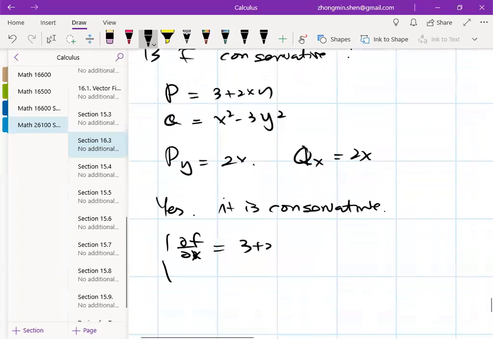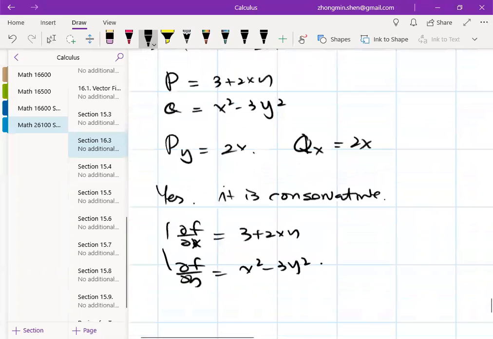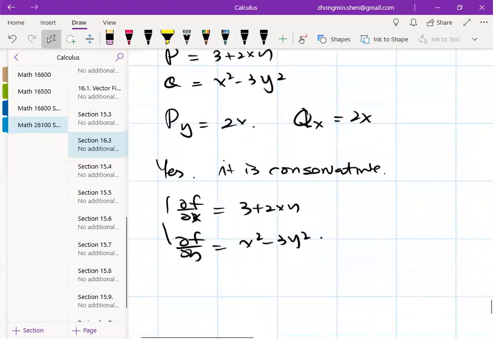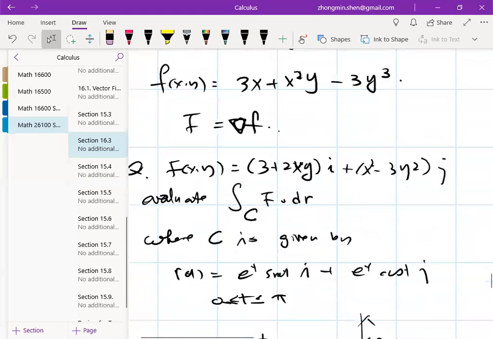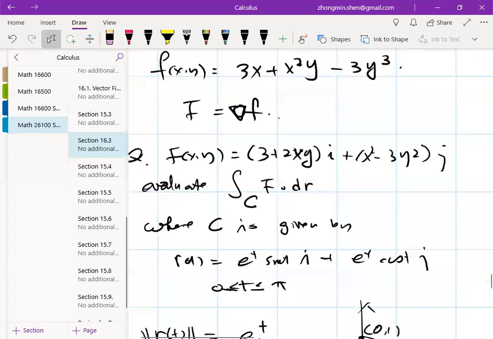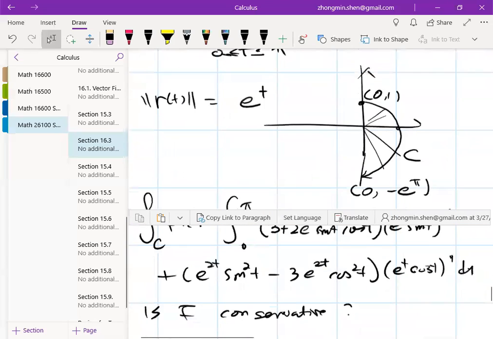Then we find this f. Then this problem is fx is 3 plus 2xy, and fy is x squared minus 3y squared. So just by integrating these equations, you can get f of x and y. So we already found the f. Let's go back to the little f: 3x plus x squared y minus y cubed.